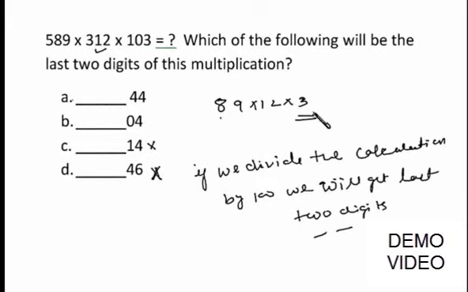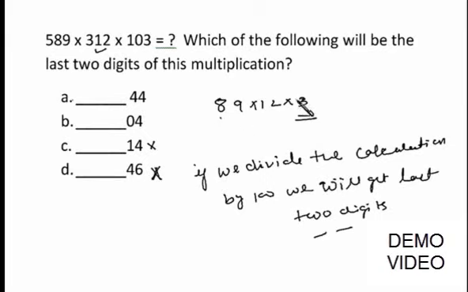Now you can multiply them and divide by 100, then there's no point in going for any shortcut technique. So what you do is you divide each individual number by 100 and get the last 2 digits. If 89 is divided by 100, the remainder will be 89 only. So the last 2 digits will be 89.